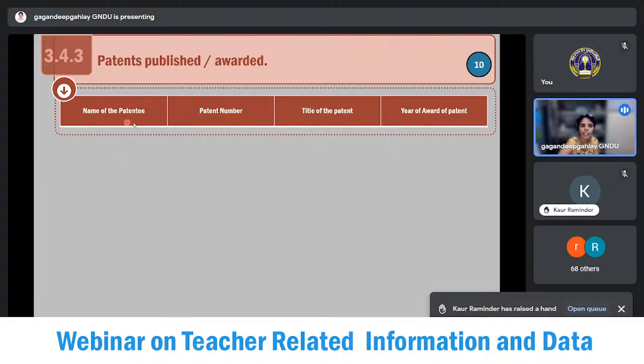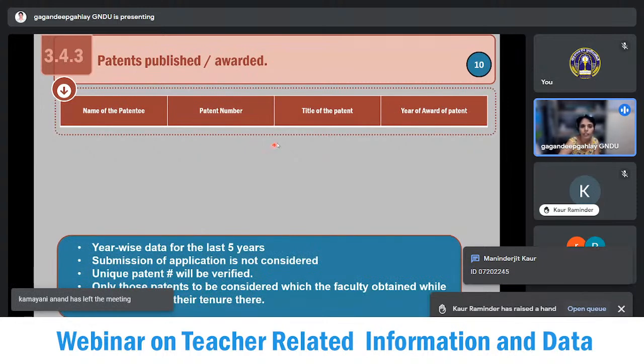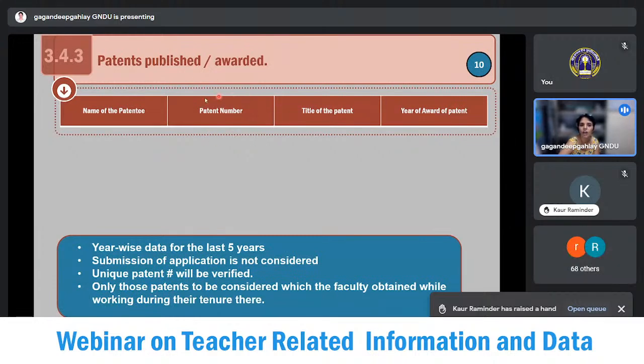So we have to give the name of the patentee, the patent number, the title of the patent, as well as the year in which that patent was awarded or published. Now, this patent number is going to be unique, and NAAC or DVV verification actually checks the authenticity of your data with this patent number. So one has to be very careful that we give the correct patent number, and we also need to keep proofs with us, because they may ask you for those proofs during the DVV verification.